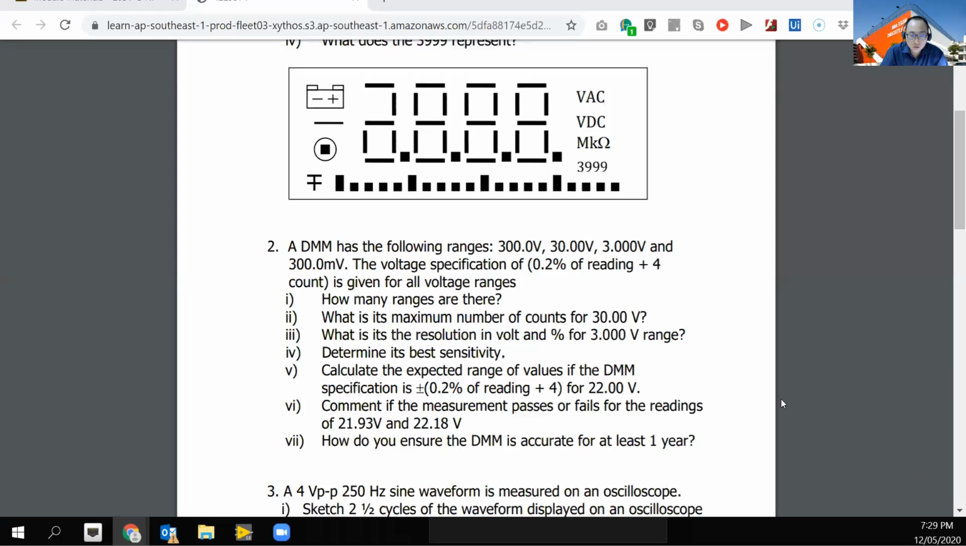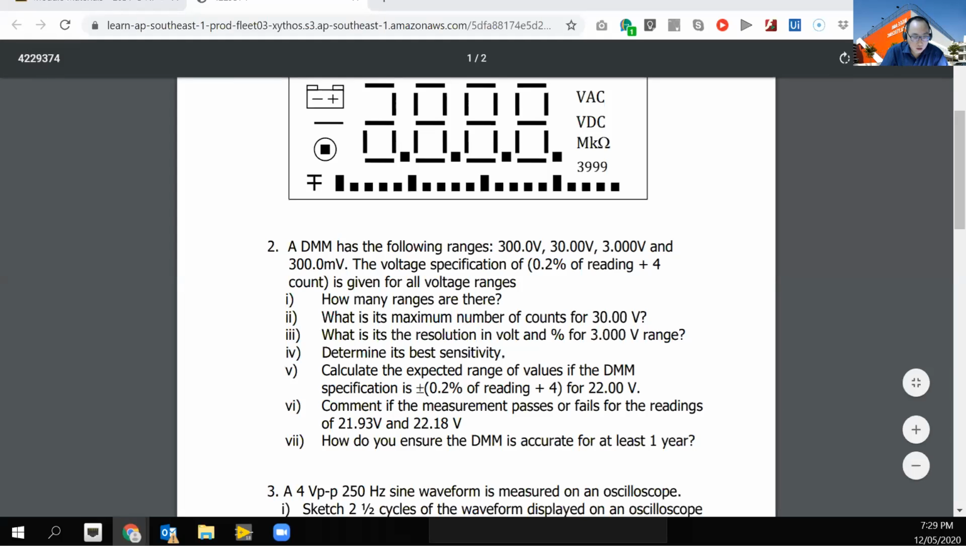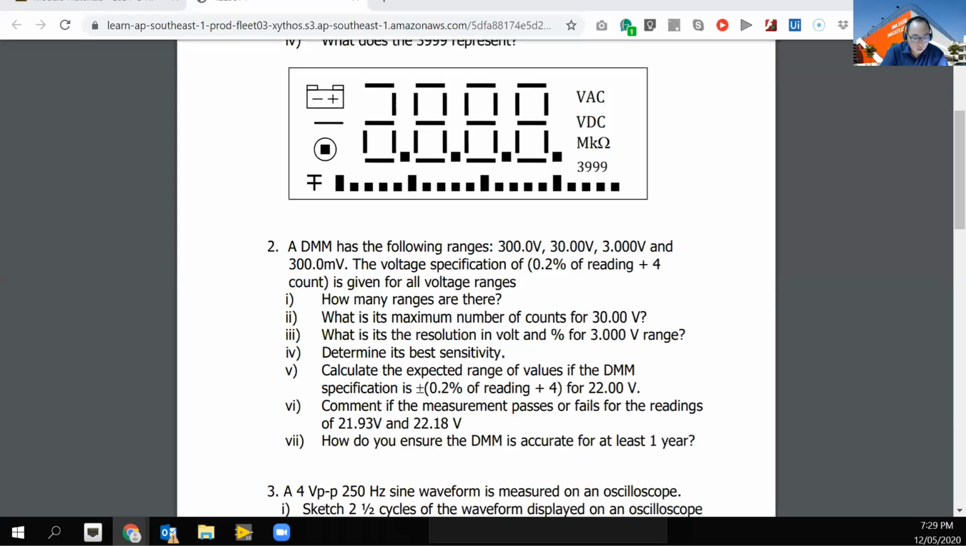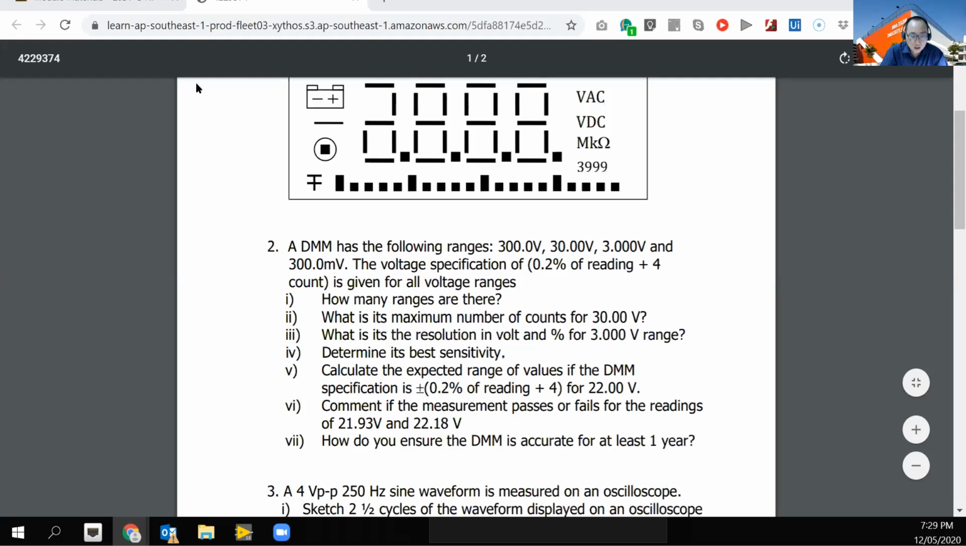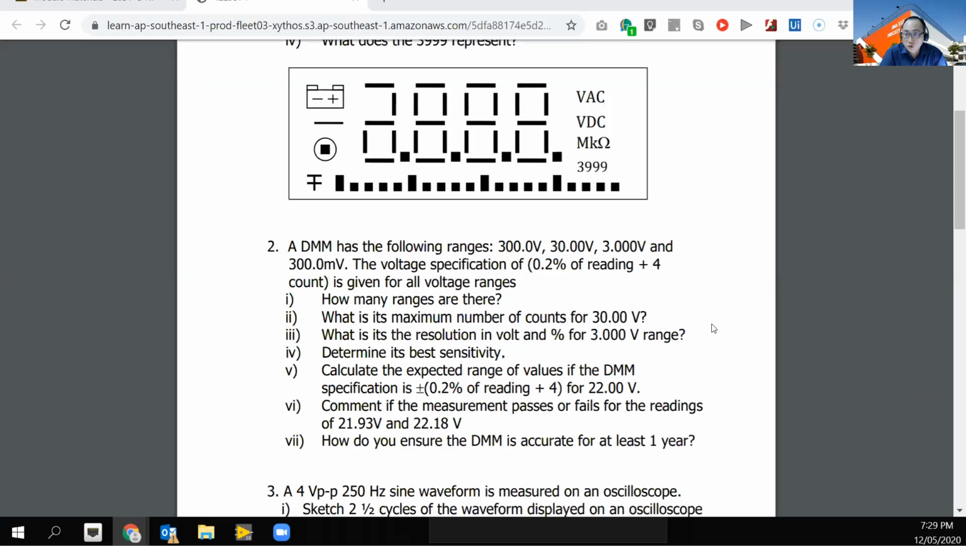Okay. If you refer to the solution, I hope you all got time to take a look at the solution. For the number of max count, the max count will depend on your resolution, right? Yeah, correct, Mr. Kumar. Thank you for your answer. Your answer is correct.